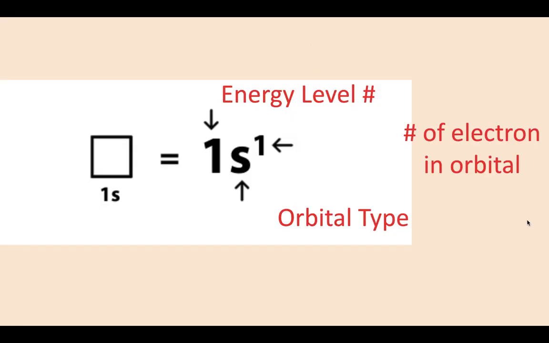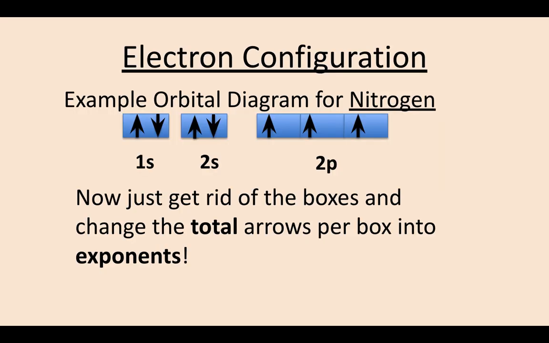So before, when we were doing orbital diagrams, we would draw the boxes to represent the orbitals. Anytime we had an S, we would draw one box. A P would be 3, a D would be 5, and F is 7. Now we are simply going to not draw boxes anymore and just write it out. The big number in front is going to represent your energy level. The letter S, P, D, or F is your orbital type, and the exponent is the number of electrons in the orbital.